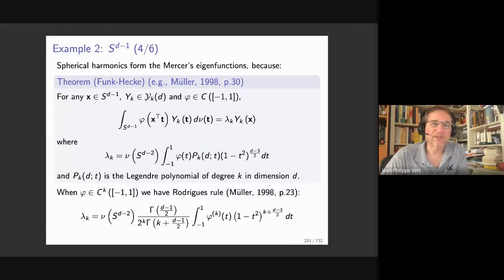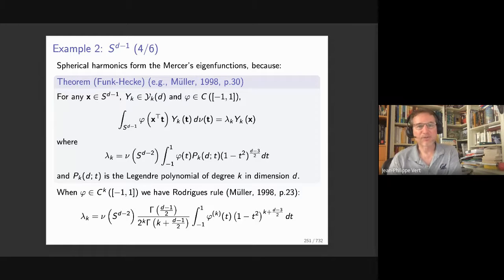But the answer is that we know how to solve the equation that defines the eigenfunctions and the eigenvalues for such kernels on the sphere. And the answer is given by the Funk-Hecke theorem. Again, check on Wikipedia or in some books. That shows us that we have an orthonormal basis of L2, just like in the previous example we had a Fourier basis. So here we have another basis of L2, which also solves the equation, where the functions are Y_k of t.